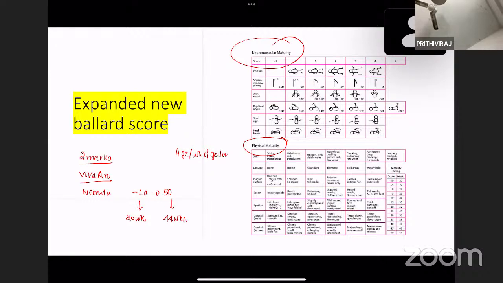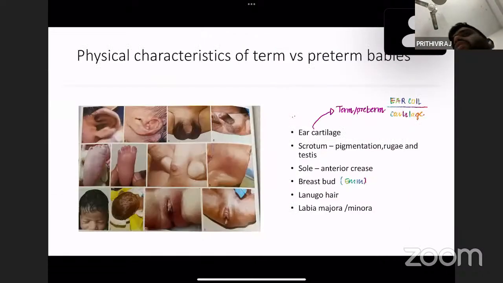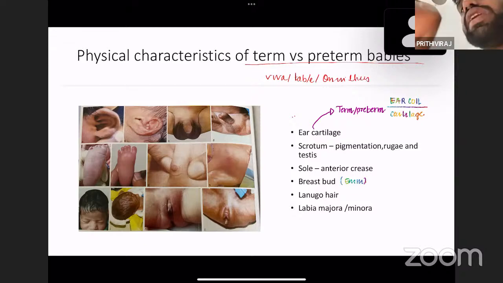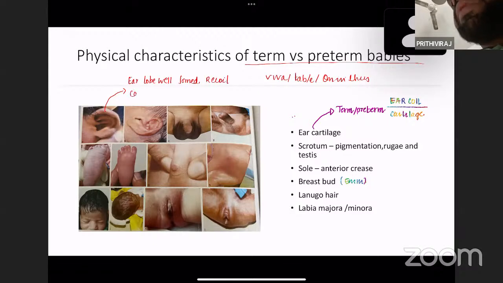So you have to see this table once. It will be asked in the question. So what are the physical characteristics of term versus preterm baby? This is also one of the important viva questions, table questions, and will also be asked in the theory. One is your ear cartilage. See, in the term baby the ear lobe is well formed, it recoils well, and the cartilage comes till the periphery, right?